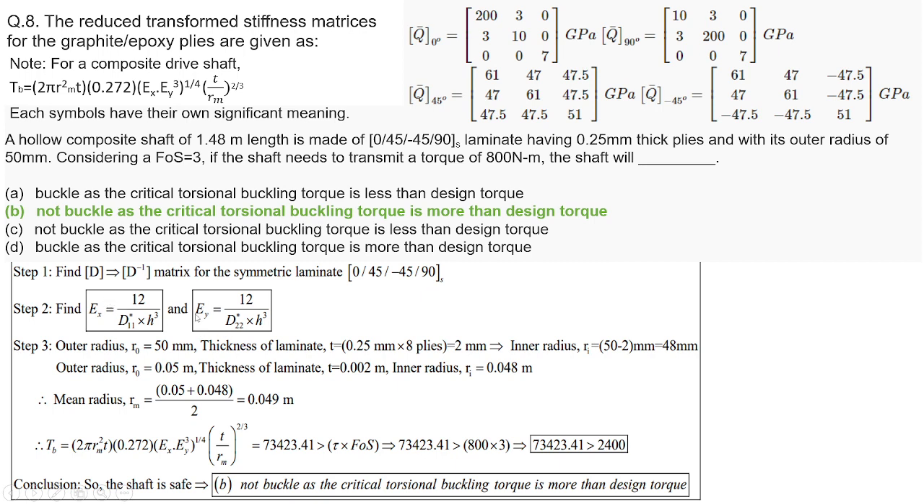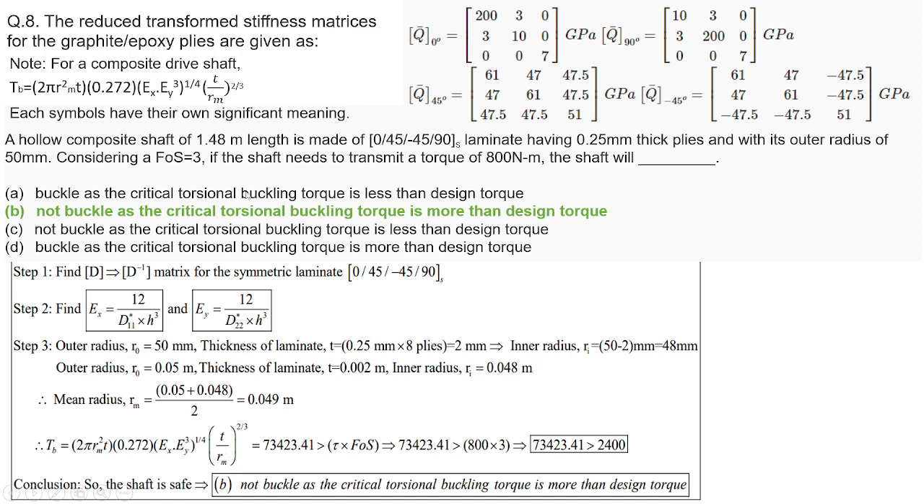From that we can get the values of Ex and Ey from this formula. Now putting the values of Ex and Ey in the formula for T_B given in the question, where Rm is the mean radius that you can find here, and putting in all these values, we will get the T_B value.